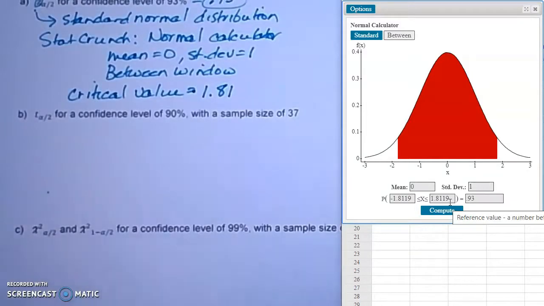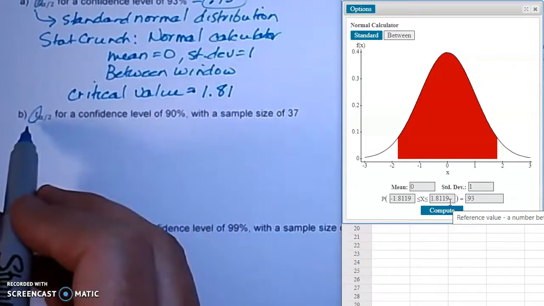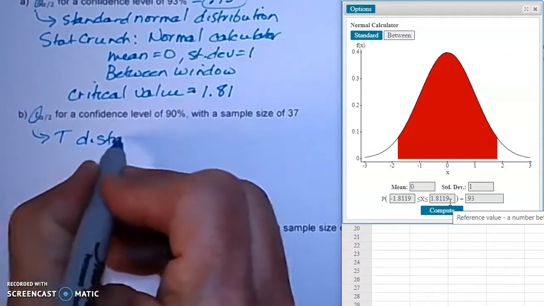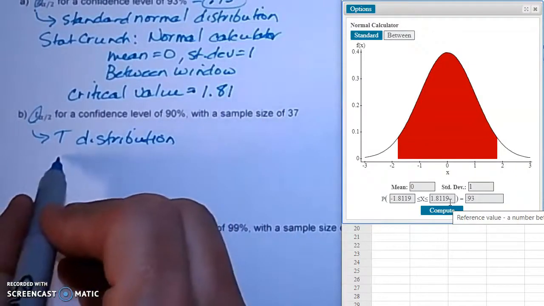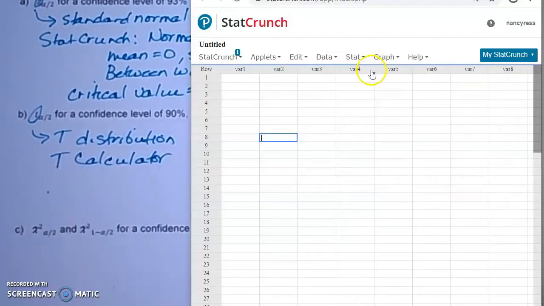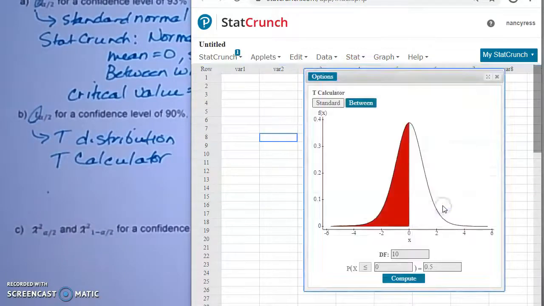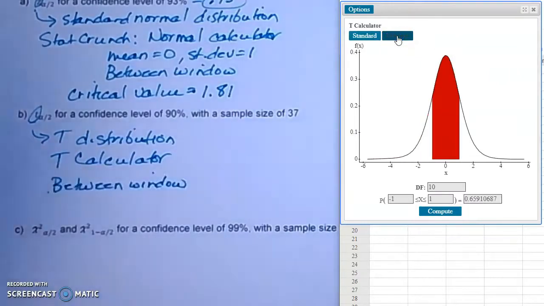Now let's look at what we would do for a critical value if we have a t here. That means that we're using a different distribution. So this is the t distribution. That means in StatCrunch, we're going to use the t calculator. In StatCrunch, I'm doing stat calculators and t. This is very similar to what we did with the last problem. We want to use the between window. For this, we don't put in the mean and the standard deviation, but we have to put in the degrees of freedom, which is the df right here.